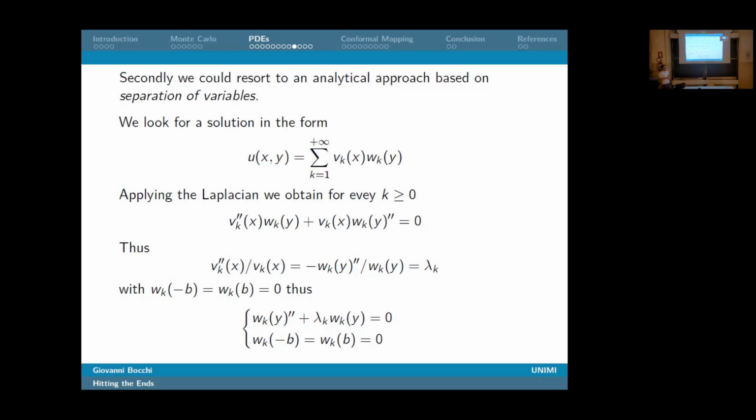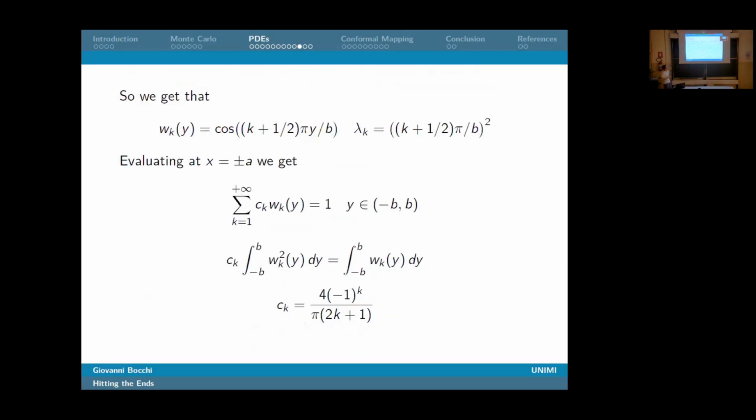Actually, it's an eigenvalue problem for w, where we have this equation for w and the 2 boundary conditions, that w evaluated at -b and b should be 0. This is quite easy to solve, and we have that the exact solution is this cosine evaluated at this point, and the lambdas, the eigenvalues, are essentially these numbers here.